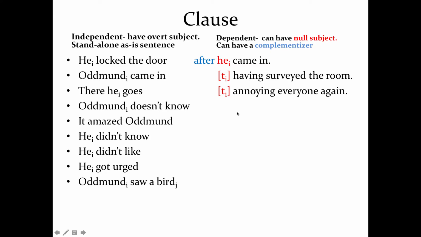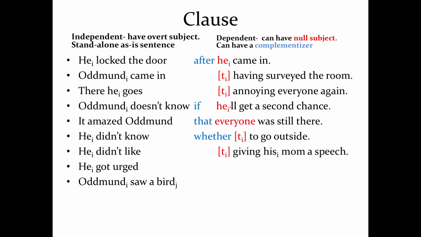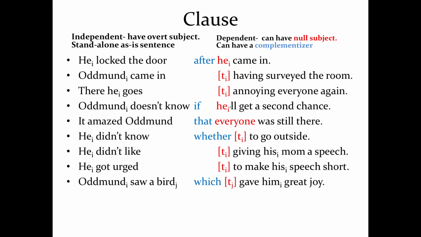There he goes, annoying everyone again. Oddman doesn't know if he'll get a second chance. It amazed Oddman that everyone was still here. He didn't know whether to go outside. He didn't like giving his mom a speech. He got urged to make his speech short. Oddman saw a bird, which gave him great joy.